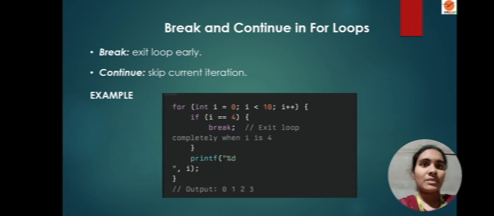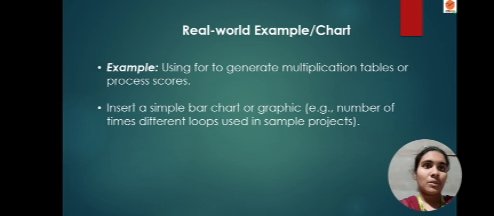Break and continue in for loops. The first, break, exits the loop early. Continue skips the current iteration. Example: for int i equals 0, i less than 10, i plus plus, if i equals to 4, break, printf %d, i, curly bracket close. Output is 0, 1, 2, 3.